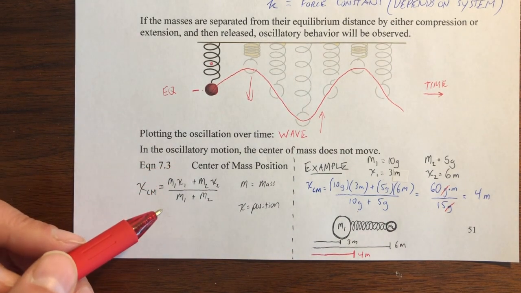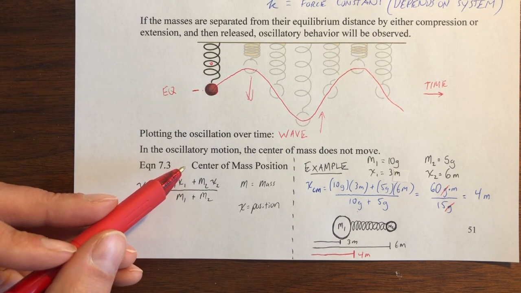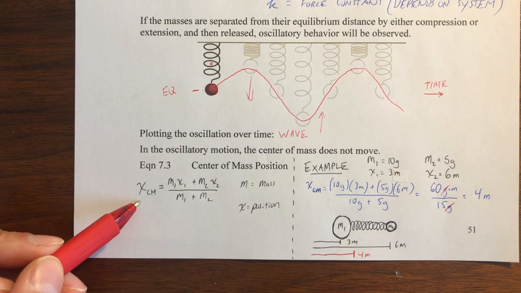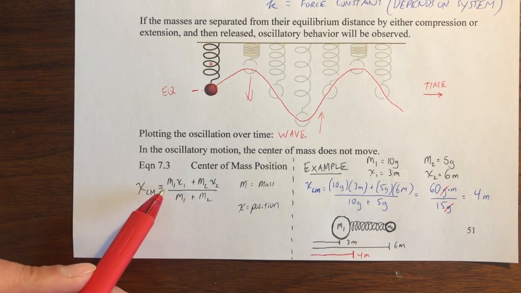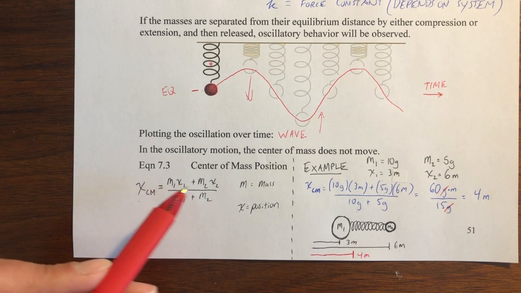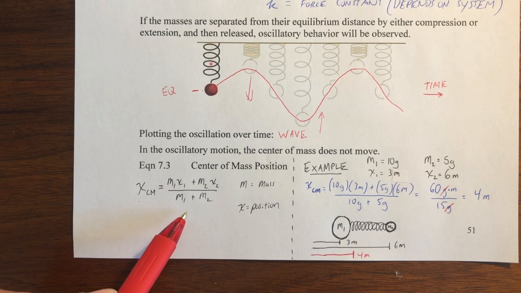So let's take a look at how to define the position of that center of mass. We do that with this equation. The position of the center of mass is equal to mass 1 times its position plus mass 2 times its position, divided by the sum of the masses.